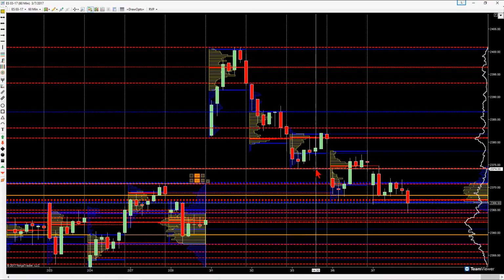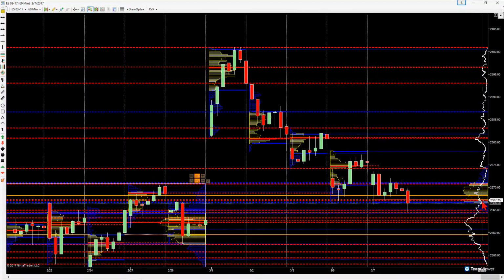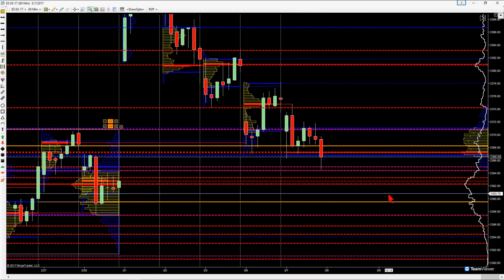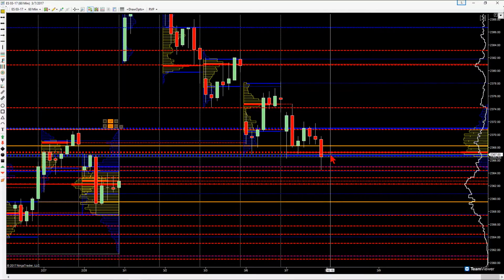But what we're going to watch for is, it looks like currently we're going to be opening inside value, which automatically means inside range, because the value area is always within the range of the day. So we're opening inside value, inside range, underneath the overnight high. So our first hypothesis here, let's put our marker here at 23.67.